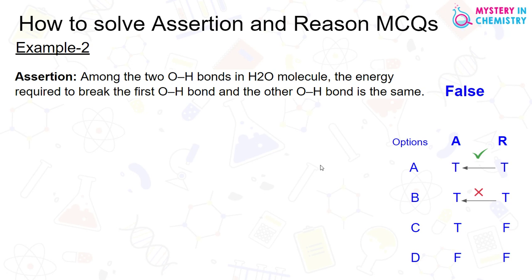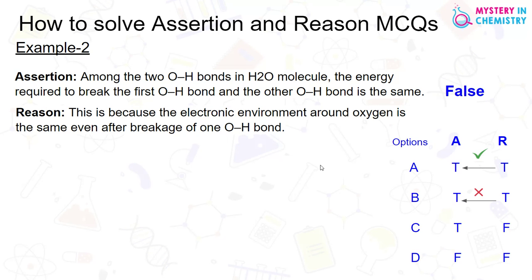Now, read the reason statement carefully and independently think whether it is true or false. This is because the electronic environment around oxygen is the same even after the breakage of one OH bond. It is again false. Electronic environment changes after breakage of one OH bond. Note here, when assertion and reason both are false, D is the only option. So D is the right answer.